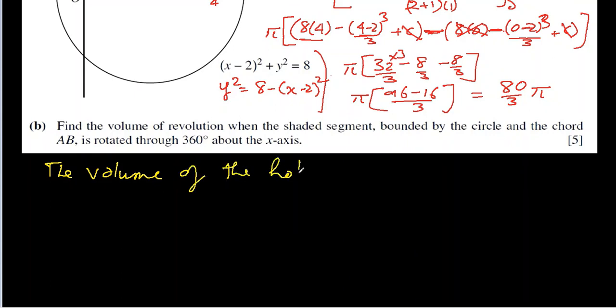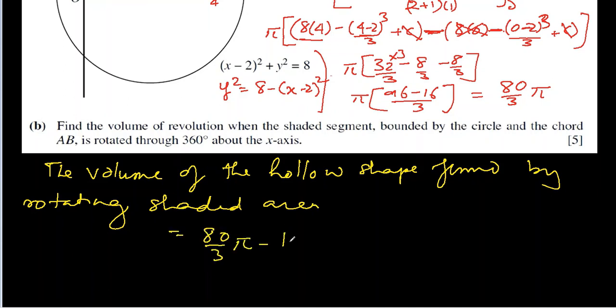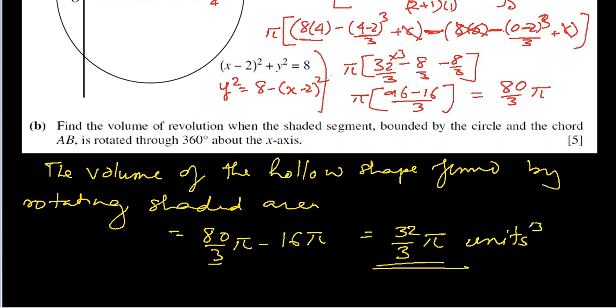of the hollow shape formed by rotating the shaded area is equal to 80 over 3 pi minus 16 pi. So 48, 32. 32 over 3 pi. This is the volume. You can write units cube.